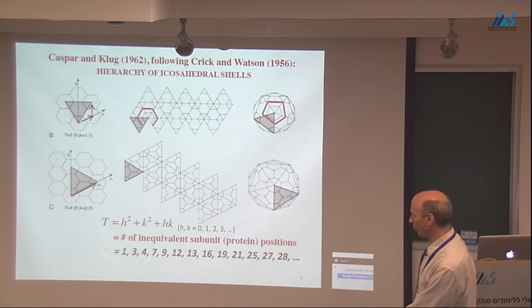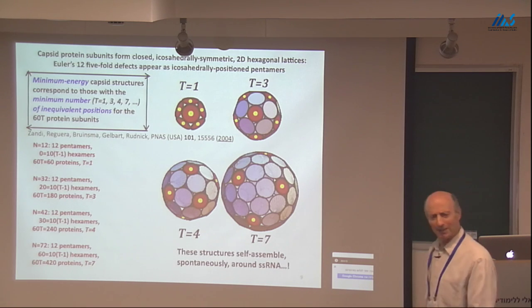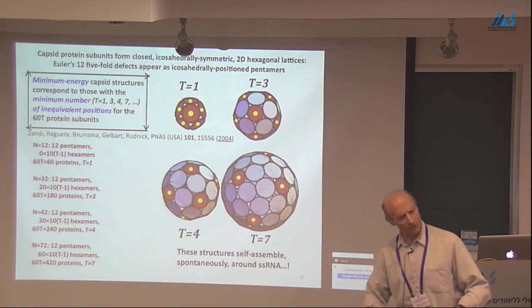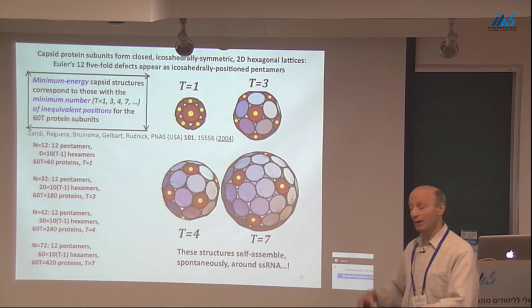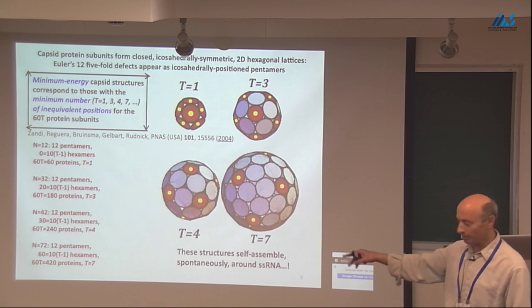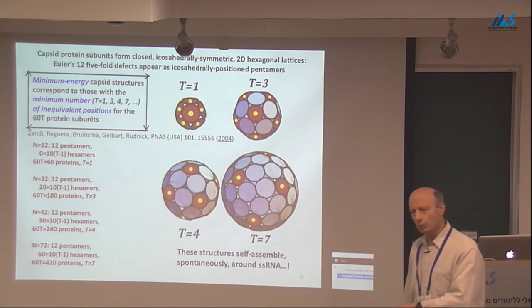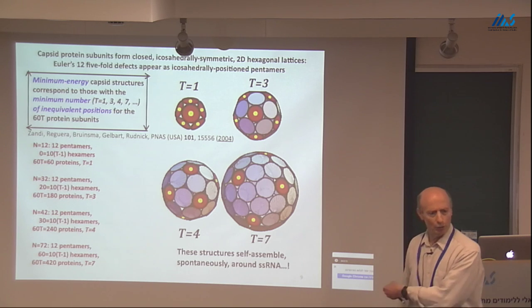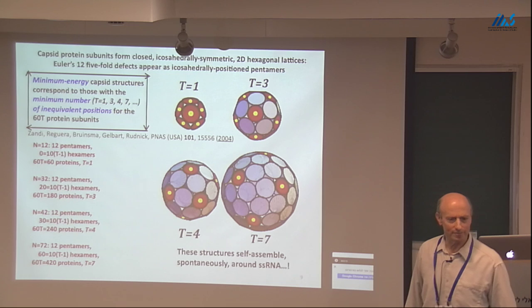So the smallest shell has 12 pentamers of proteins and 60 proteins. The next has 20 hexamers. And the next biggest has 30 hexamers. The next biggest has 60. It turns out that most viruses' genomes are accommodated by these few structures.